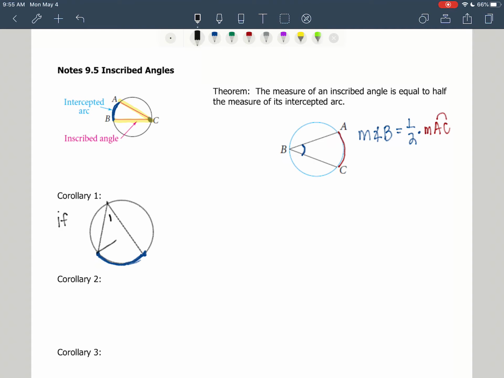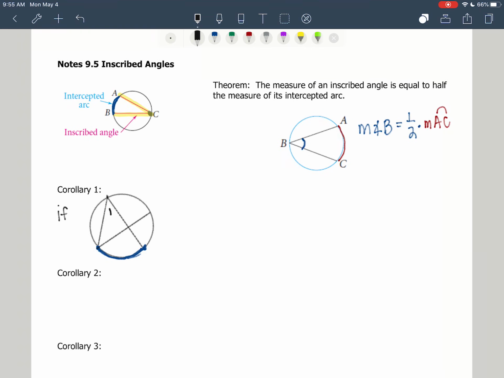And then I've got another angle here. Let me use a straight edge. Yeah, see, not so good with a straight edge right there. So now I've got angle 2 catches the same arc. That means that angle 1 and angle 2 are congruent. So here's angle 1. It catches this arc. Here's angle 2. It catches the same arc.